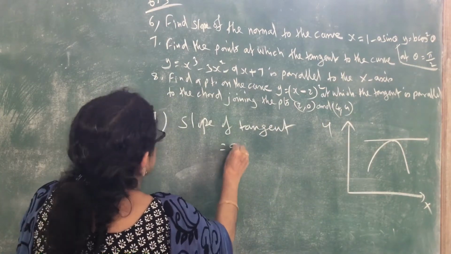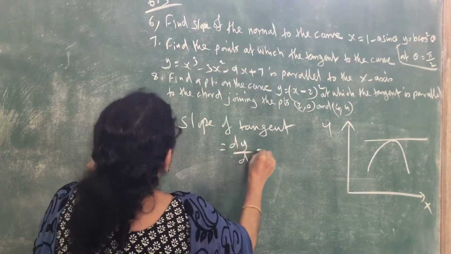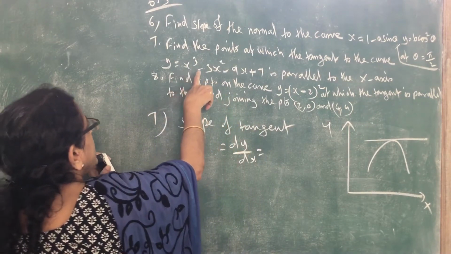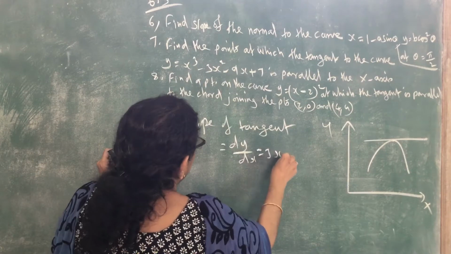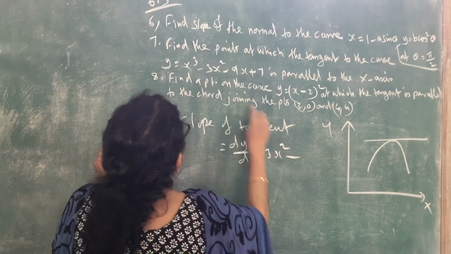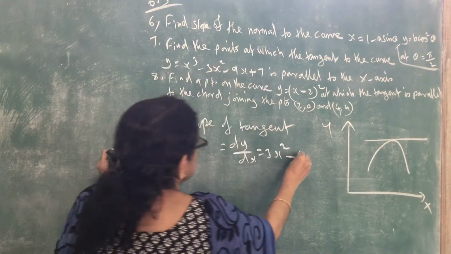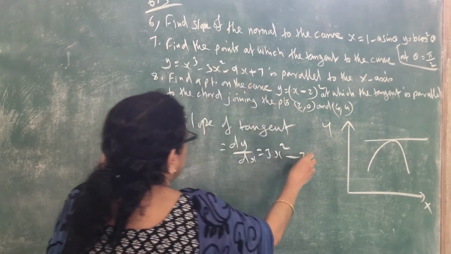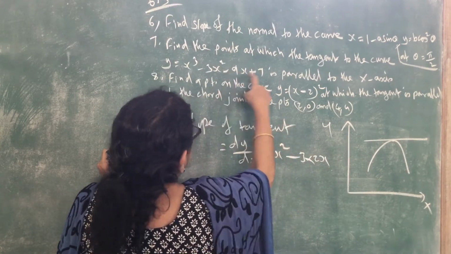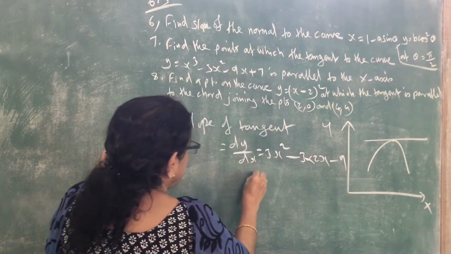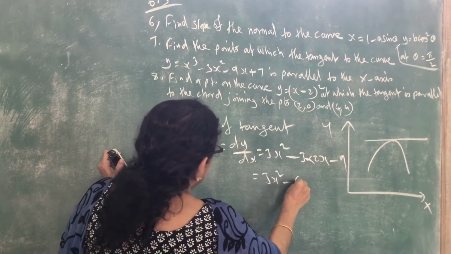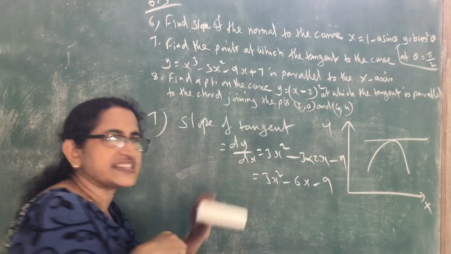So slope of the tangent equal to dy by dx. That is 3x square, derivative of x cube, minus 3 into derivative of x square, 2x, minus 9 into 1, that is minus 9. That is 3x square minus 6x minus 9. That is dy by dx.